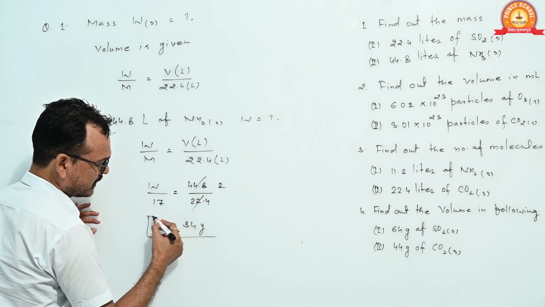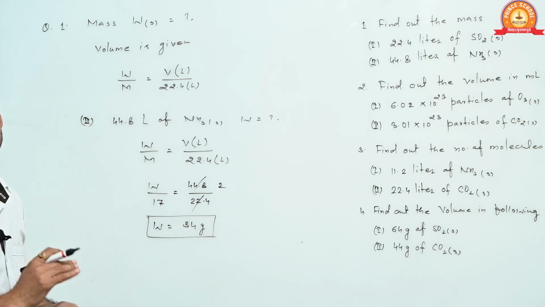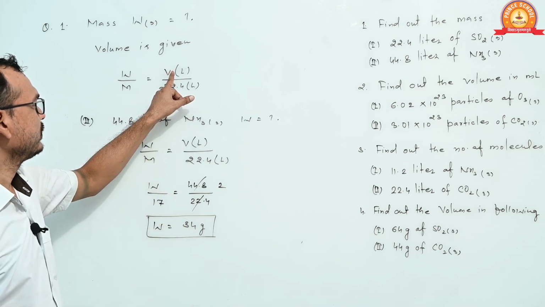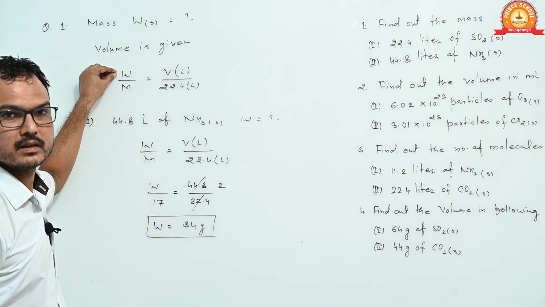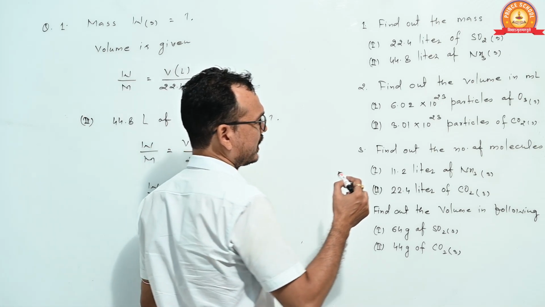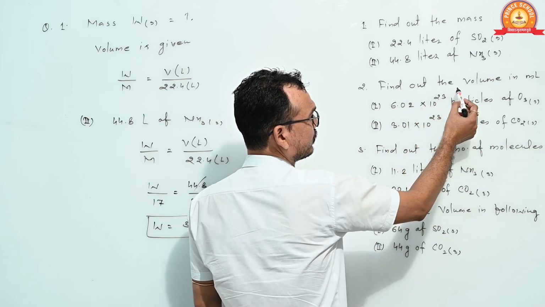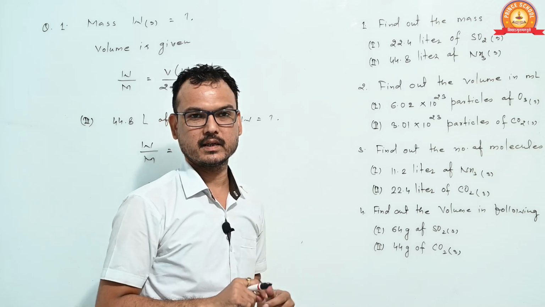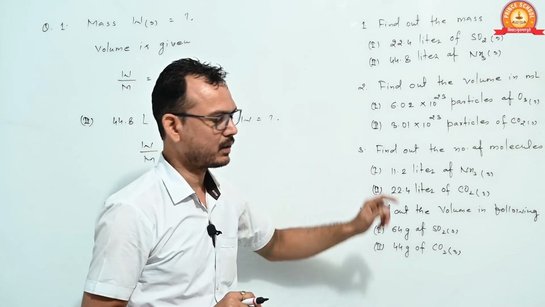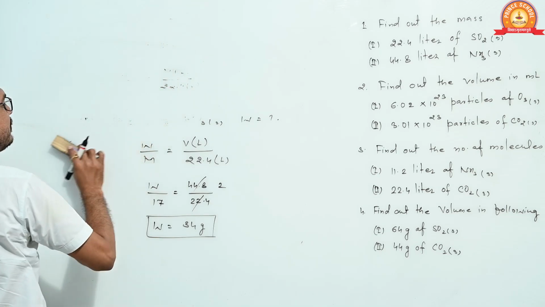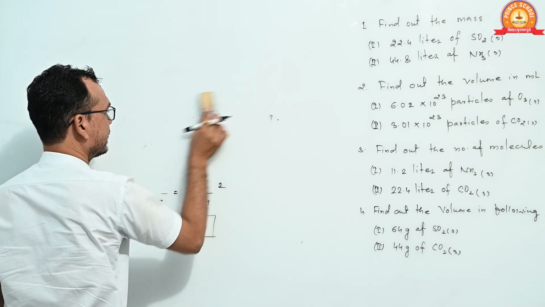Is that clear? This is our first type of question in which the volume is given and the mass in gram is asked in the question. Now move to the second type of question. Find out the volume in ml. You have to calculate the volume in ml. And what is given? The number of particles is given. Number of particles are given.